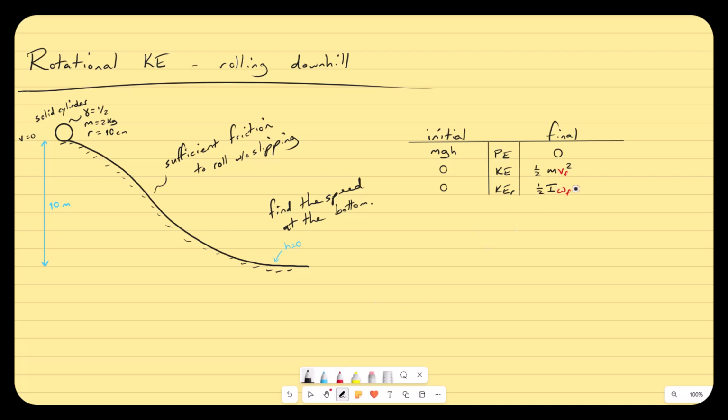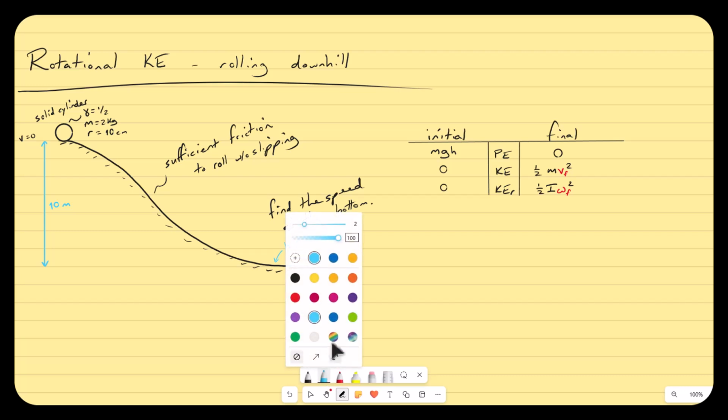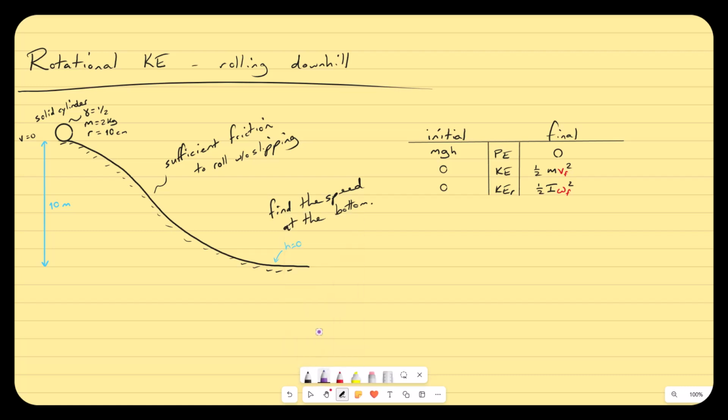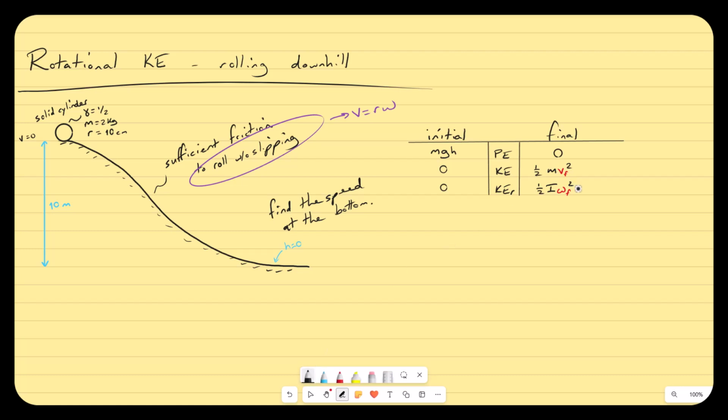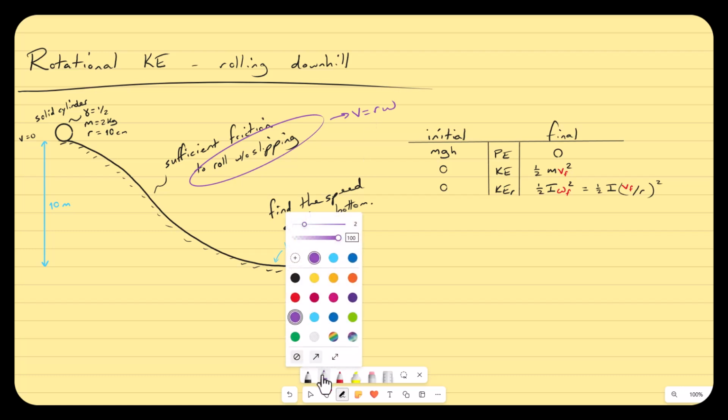omega final squared. A big thing that I need, and I do have, is right here. As soon as I know that I am rolling without slipping, I'm going to say V equals R omega. So this thing, I'm going to write as 1/2 I times V final over R squared right away, because I'm rolling without slipping.